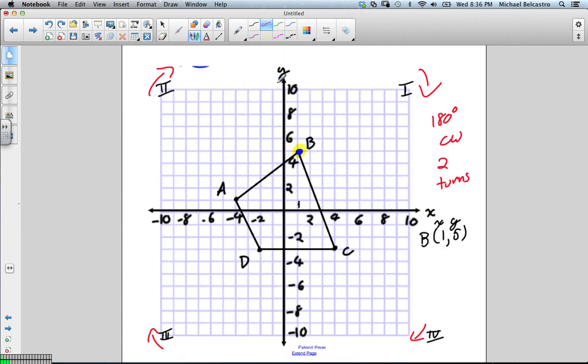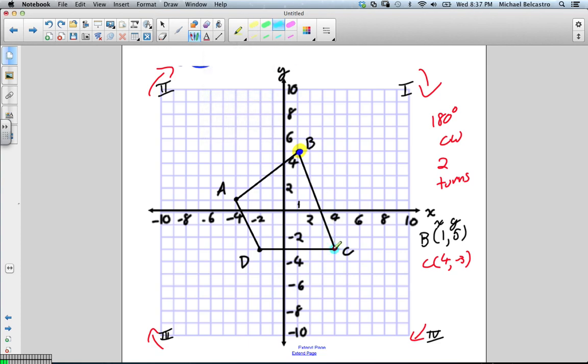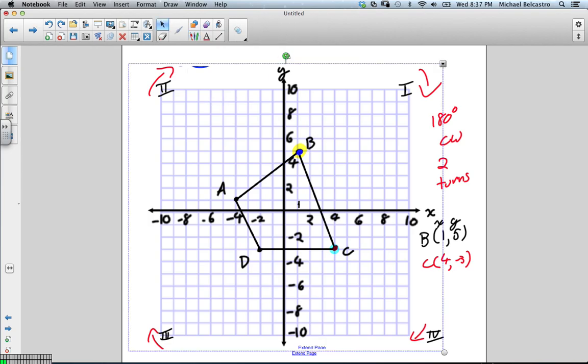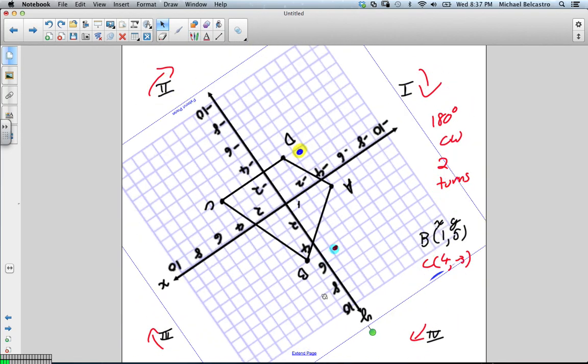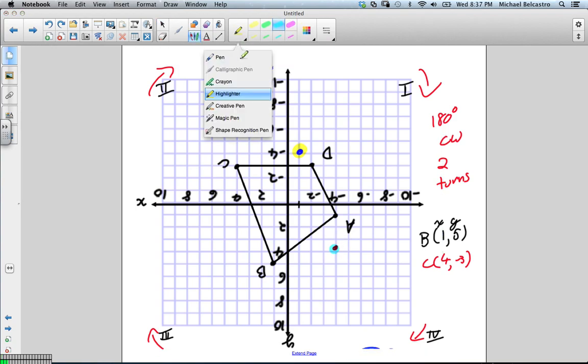What about our C coordinate? What are the values of C? 4 and negative 3. Okay, I'm going to highlight him too. We're going to turn them. Well, as I turn the page 180 degrees, that's where it should be. That's my 4 and negative 3 right there, right?